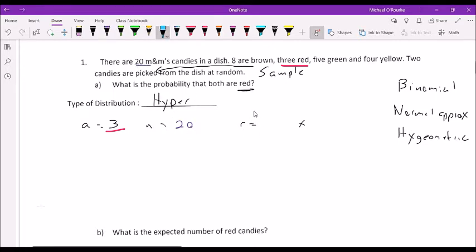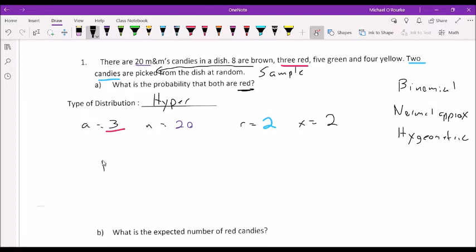What's my R number? What's R mean? Oh, sorry. Number of items. What's my sample size? How many am I taking out? 2. 2 candies. And X is 2. That is the number of items of interest you want from A. I want both my samples to be red. So of the A group, how many do I need? 2. Then I go with my formula here.